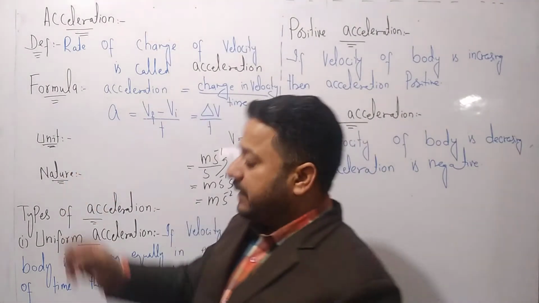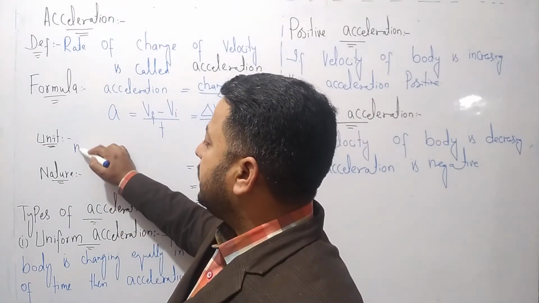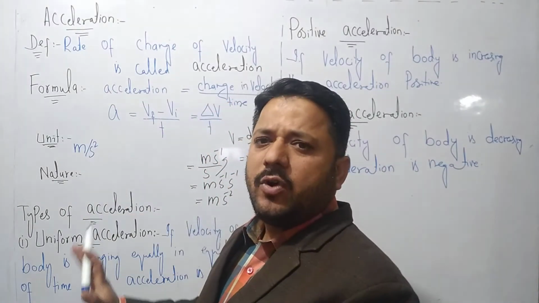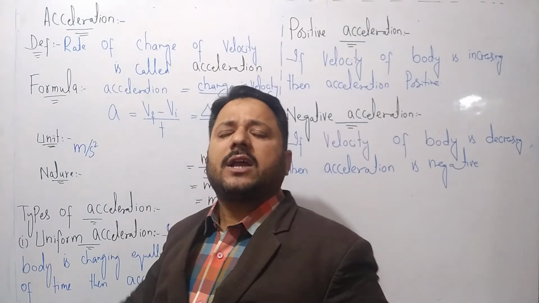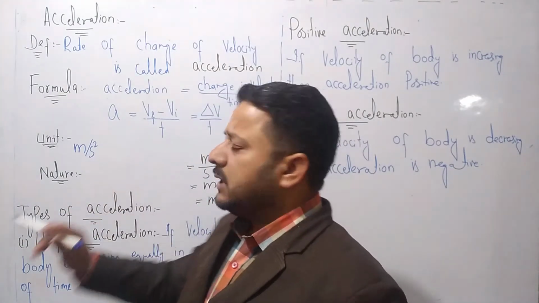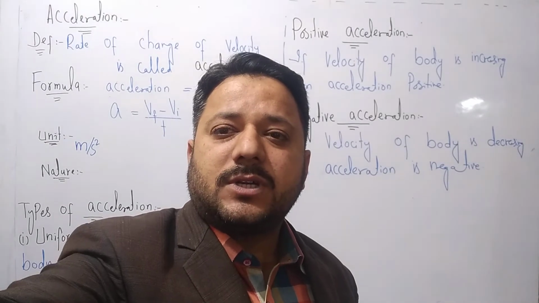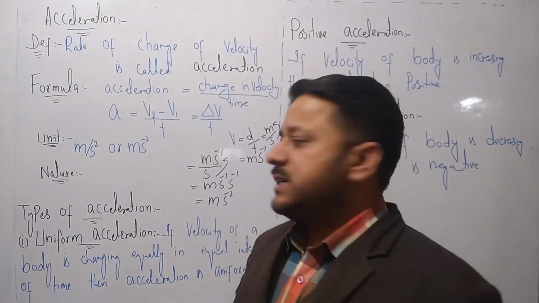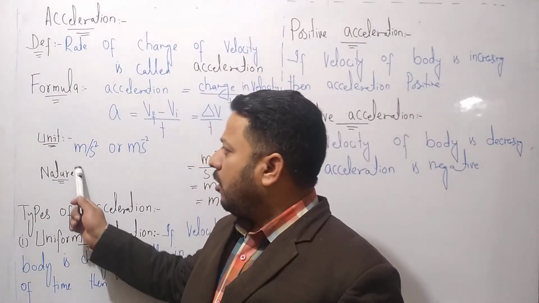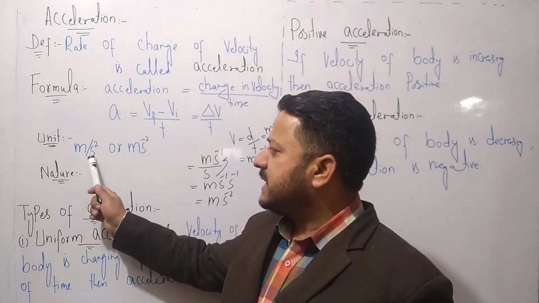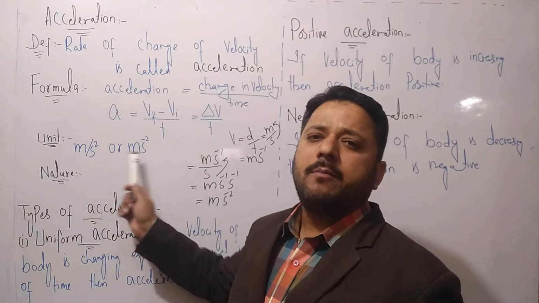So the unit of acceleration we can write in this way: meter per second square. This is the SI unit. We can also write kilometer per hour, kilometer per minute, but the SI unit is normally meter per second square. Is that clear, students? Now, what is the nature of this acceleration? Its unit can be written as meter per second square in both ways.